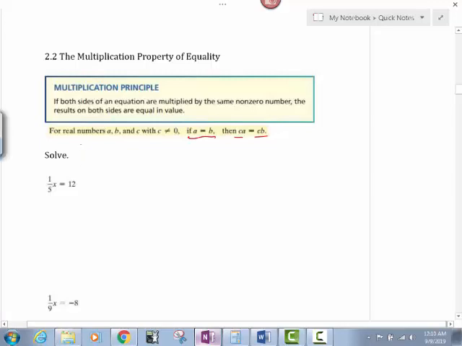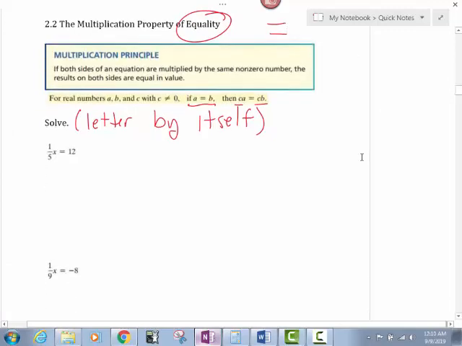Directions say to solve. Remember, what we're solving, we're trying to get the letter all by itself, right? Because we're dealing with equations, every one of these problems is going to have an equal sign. So the first problem here says, let's solve 1/5 x equals 12. What we're trying to do, we're trying to get the letter by itself. We're trying to get rid of that number 1/5. The way we can get rid of the number 1/5 is to multiply both sides by the reciprocal of 5/1. So I'm going to put a 5/1 over here as well.